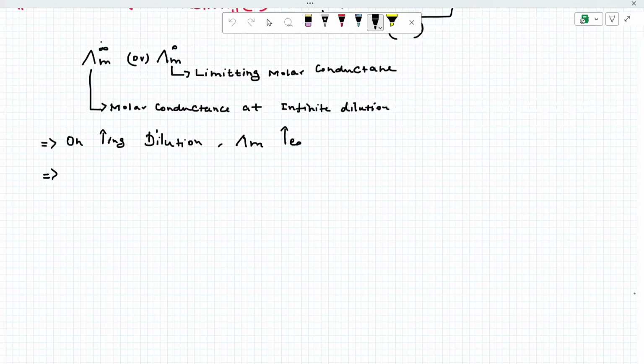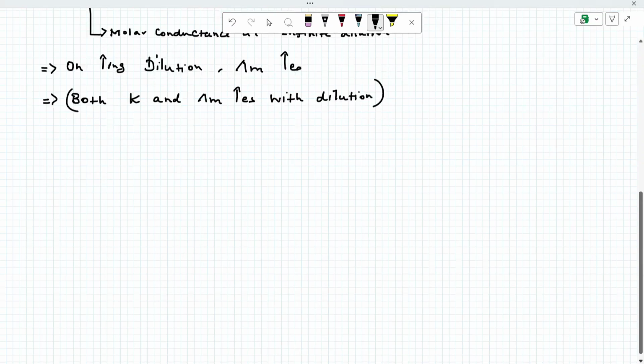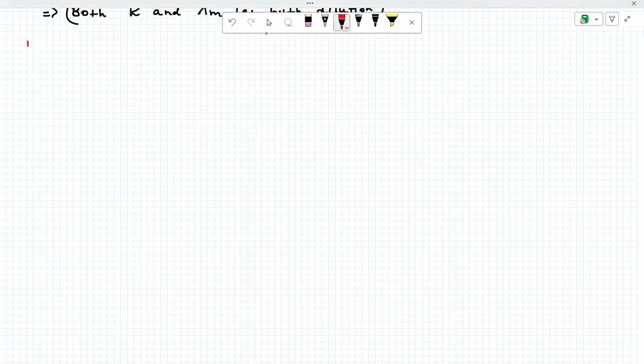Please note at this point, both kappa, conductivity, and molar conductivity change with dilution. Very important. Please note. Next, the variation of conductivity, or kappa, with dilution. First we discuss conductivity, followed by molar conductance. Okay, variation of conductivity with dilution. Please note.